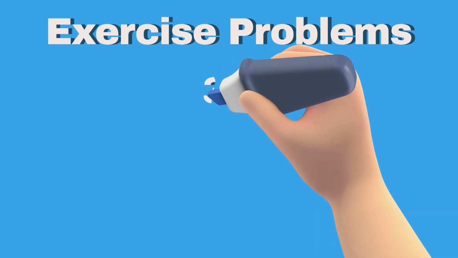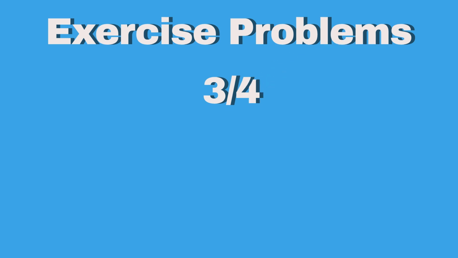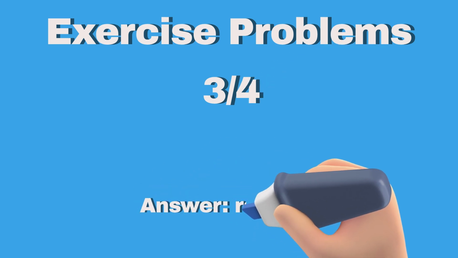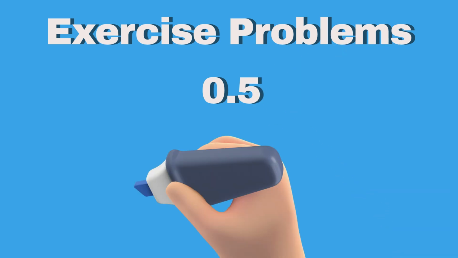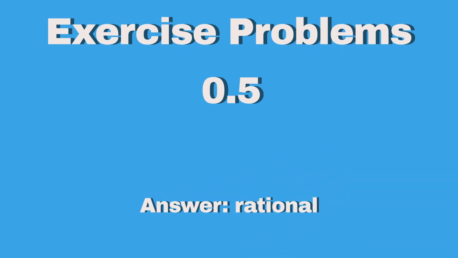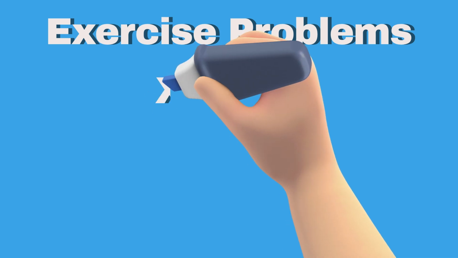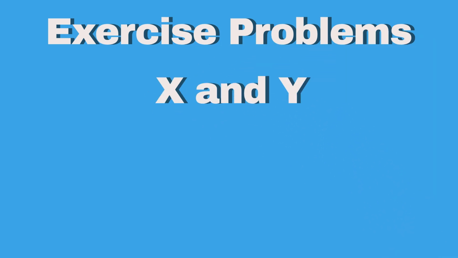3/4. 3/4 is a rational number representing part of a whole. 0.5 is equivalent to 1/2, which is a rational number. It is a rational number because it can be expressed as a fraction. x and y. x and y represent variables. Variables like x or y represent unknown quantities in equations.